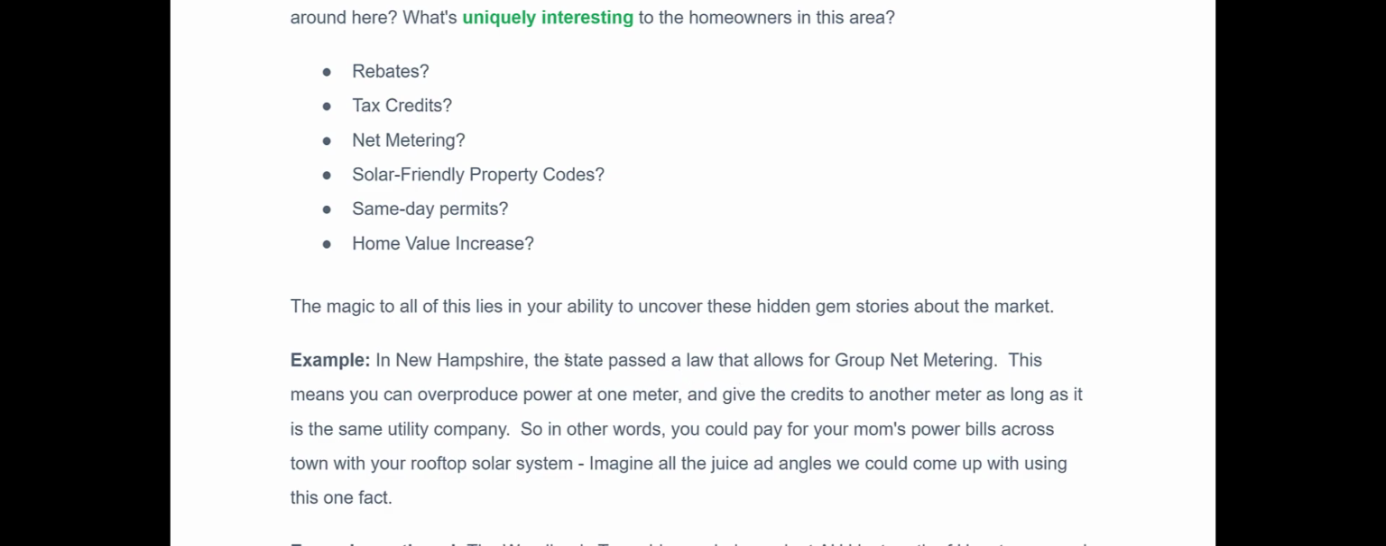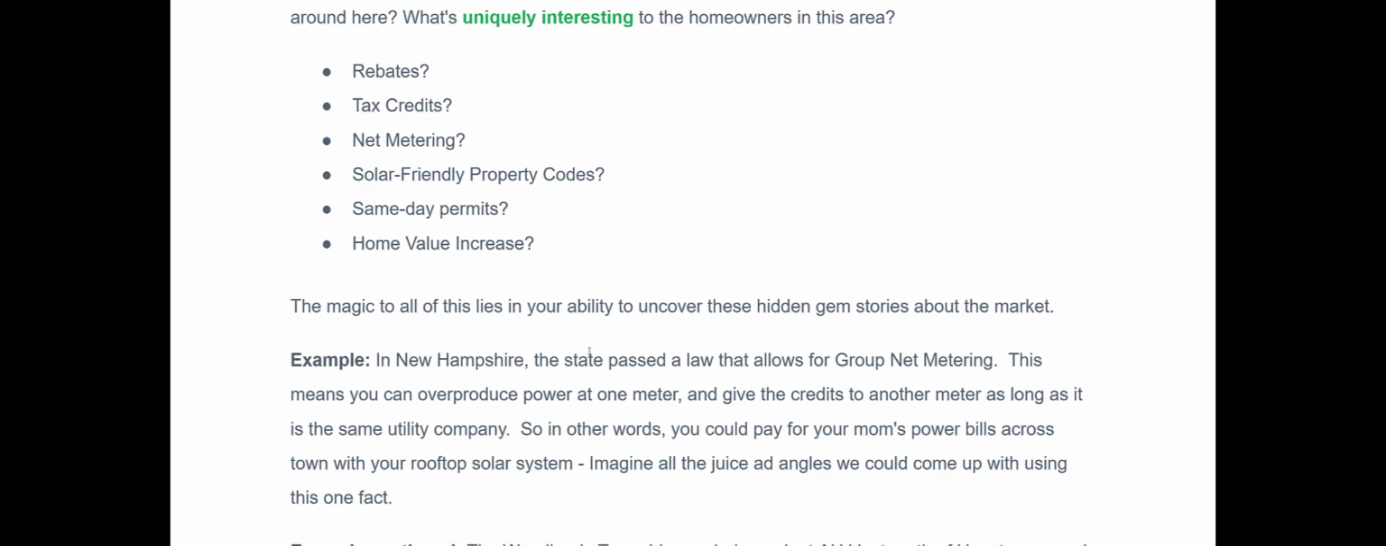So the magic to all of this lies in your ability to uncover the hidden gems. I mean, you could not be good at anything else. You don't have to be good at speaking or writing or ultimately selling. If you create this pocket angle effectively, then all the downstream stuff becomes easier because this does all the heavy lifting, right? So I'm going to give you some examples just to kind of jog your brain and give you an idea of how you should be thinking about discovering these angles, right?